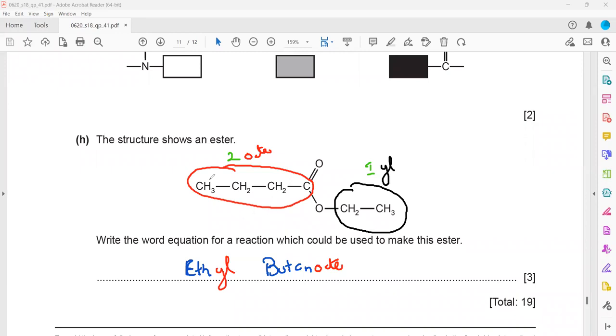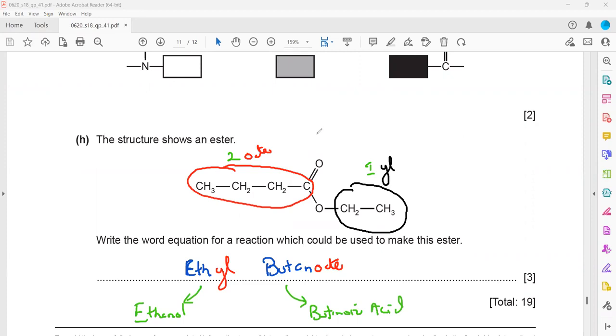Can you identify which alcohol and acid react to form this ester? Which alcohol? Ethanol. And butanoic acid. The second one is butanoic acid, because carboxylic acids and alcohols react to form esters. The first name of an ester is from the alcohol. The second name is from the carboxylic acid.